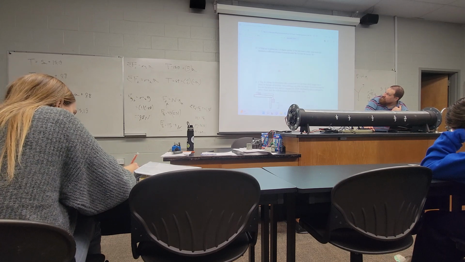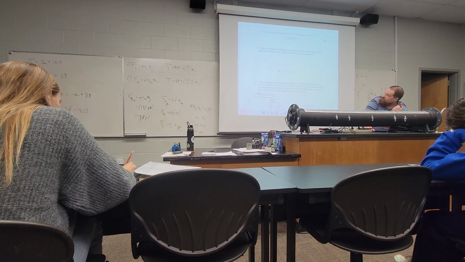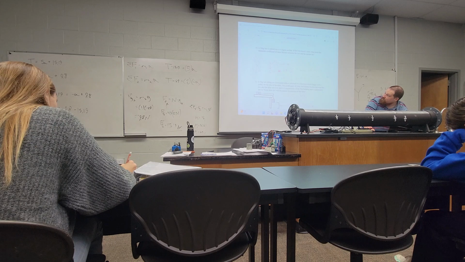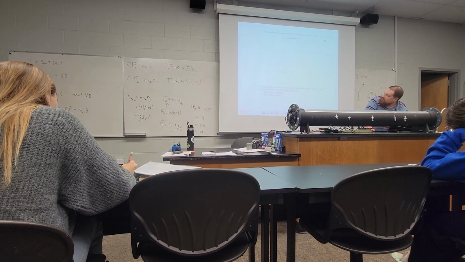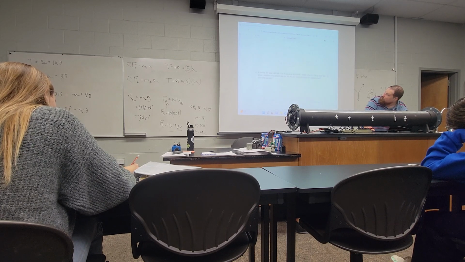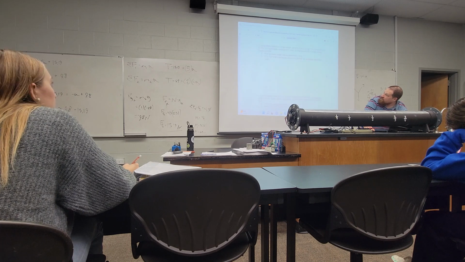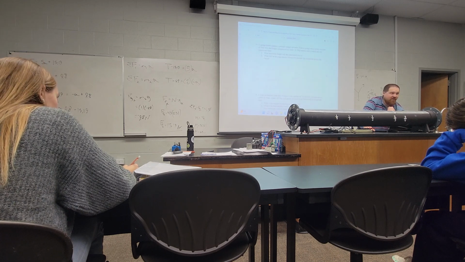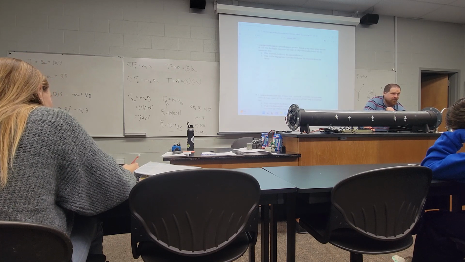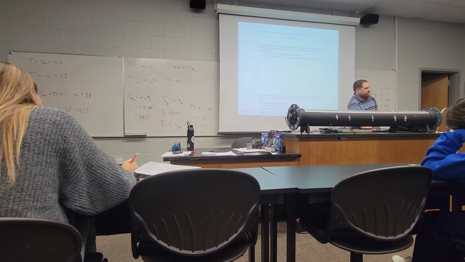I would say that number 10 is a better example of the sort of friction stuff that you need to be able to do and calculate, and then numbers 12 and 14 are better representative of the energy stuff you need to be able to do.